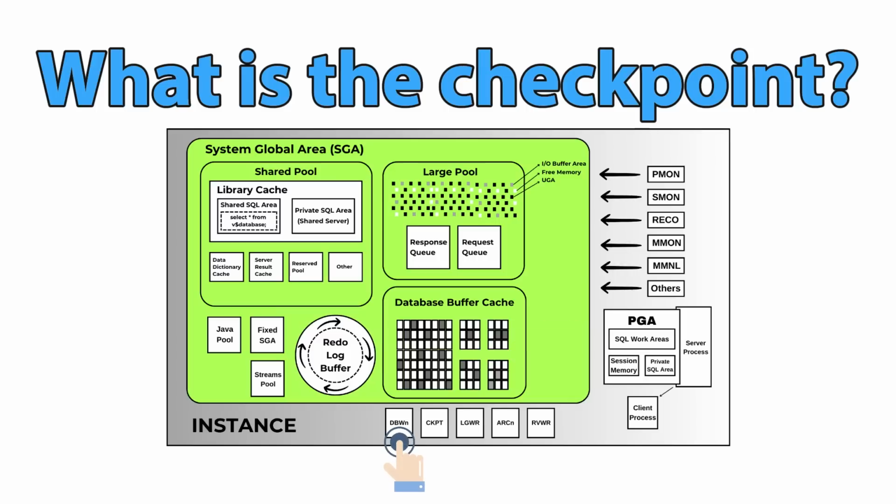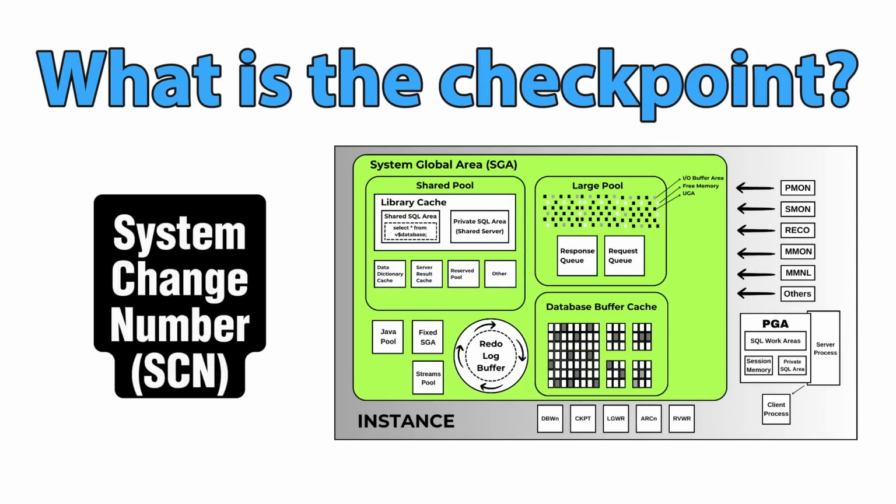The database writer process performs this operation with the signal it receives from the checkpoint process. Additionally, at checkpoint time, control file and data file headers are updated with checkpoint information. This process is performed by the checkpoint process. Checkpoint information is called system change number.